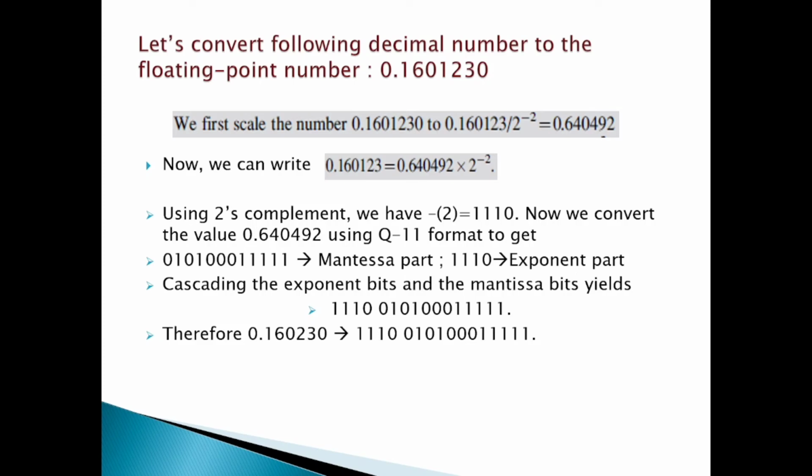Using Q11 format, 0.640492 can be written as 01010001111. Cascading the exponent and mantissa bits gives 1110, 010, 1000, 11111, which is its floating point representation. Here we can take any value in between minus 1 to 1 in place of 0.640492 and vary the exponent value accordingly.